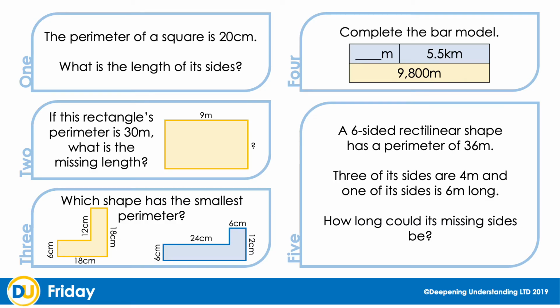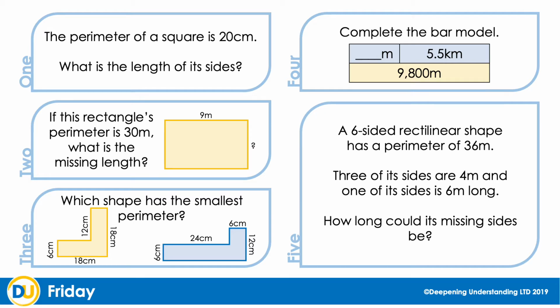So, early morning work. Let's have a look at number 1. The perimeter of a square is 20 centimetres. What is the length of its sides? Now think about a square. How many sides does it have? And what do you know about the sides of a square?